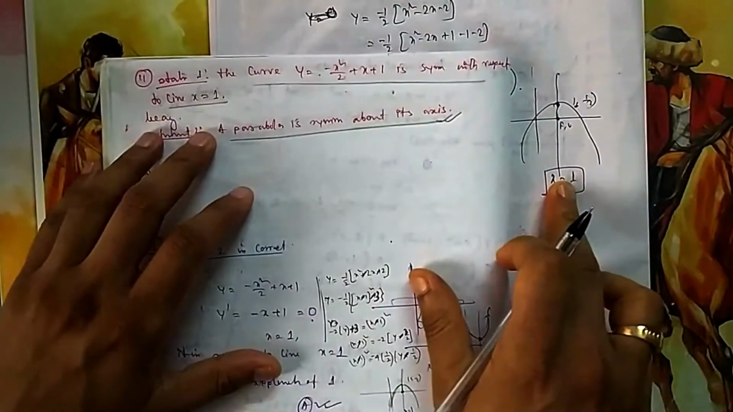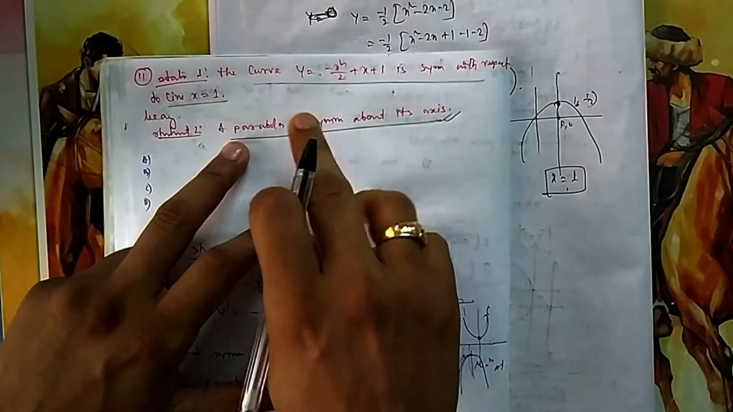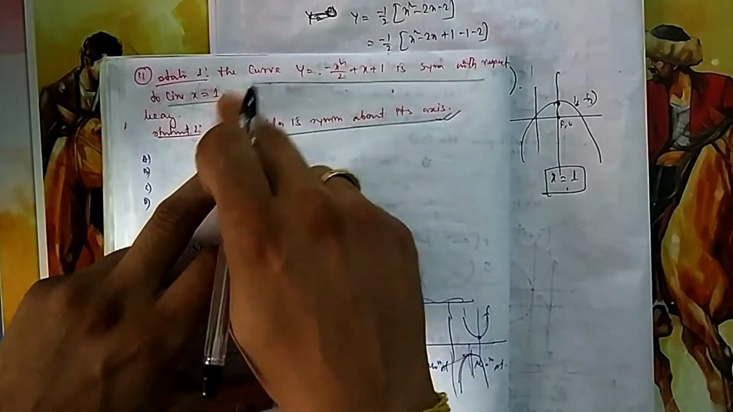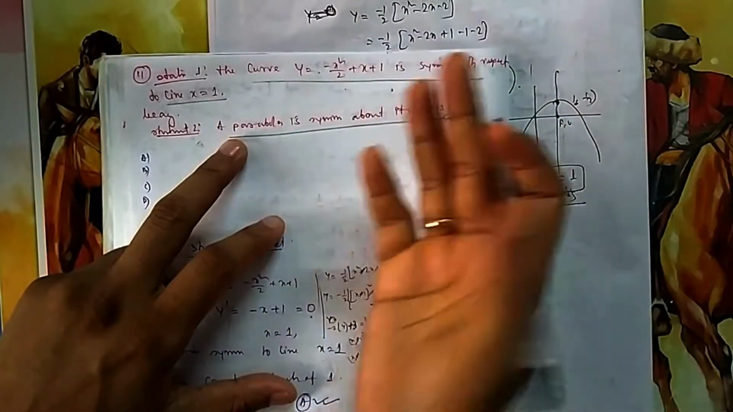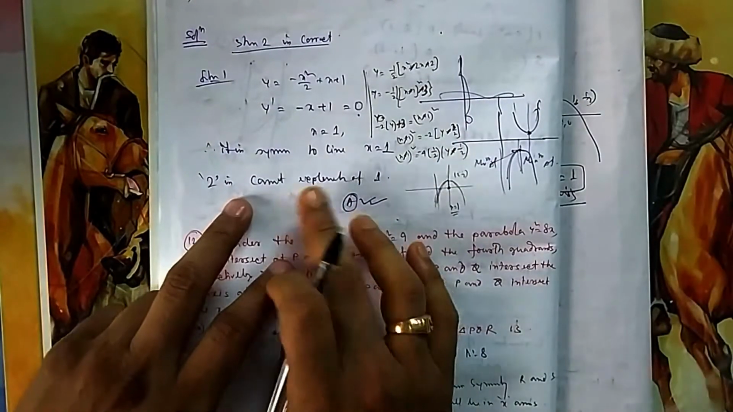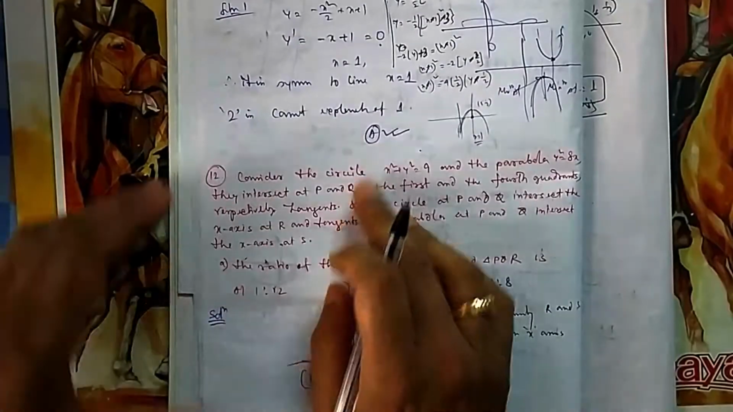Because it is your axis, obviously it will be symmetric, and 2 is the theorem. Using that theorem you are writing, because you are getting x is equal to x minus 1, so obviously the parabola will be symmetrical about that axis. So that's why 2 is the correct explanation of 1, and obviously 1 and 2 both are correct. So it is option A.